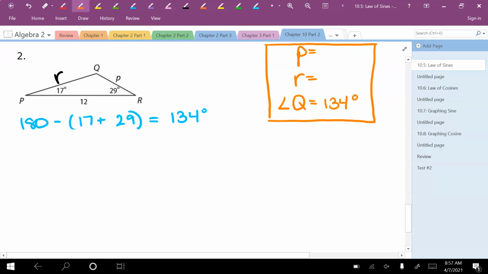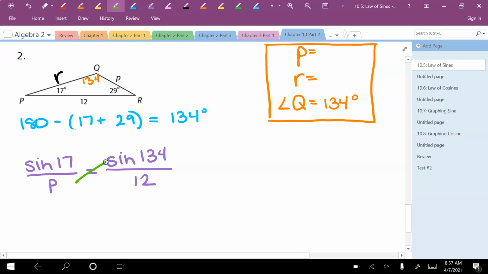Okay, so the first thing I did is found the measurement of that missing angle Q by subtracting 17 and 29 from the 180, and I got 134. So I'm going to use that to help me set up my law of sines for both side P and side R. So if I start with side P, I would have done the sine of that 17 degrees over side P, and then set that equal to the sine of 134 over 12.